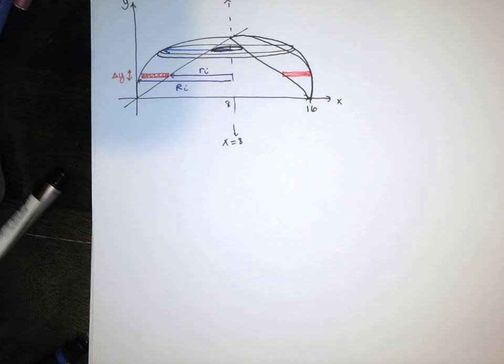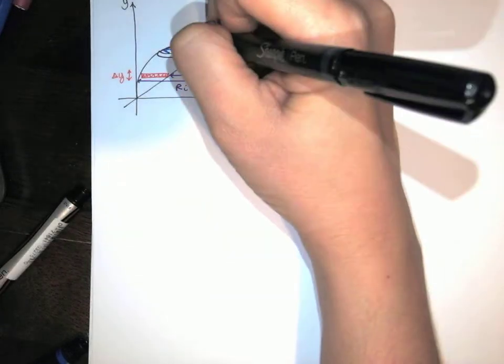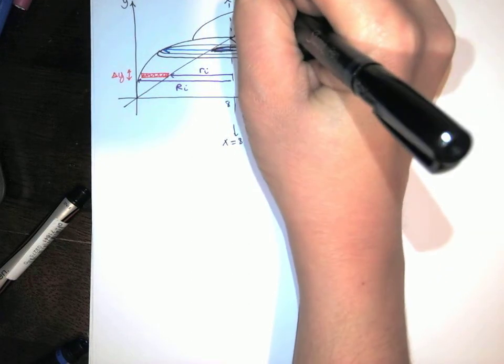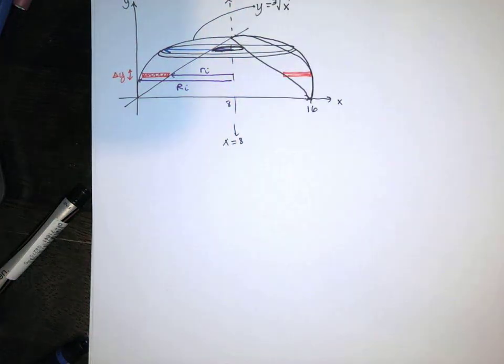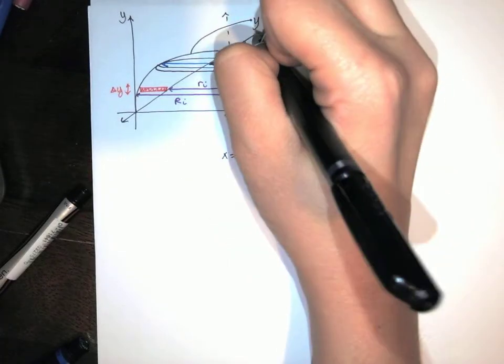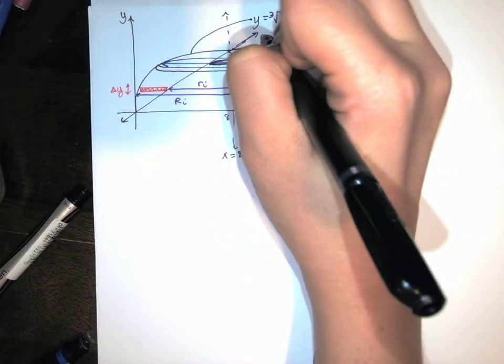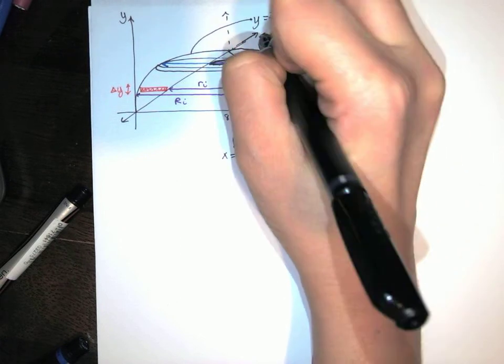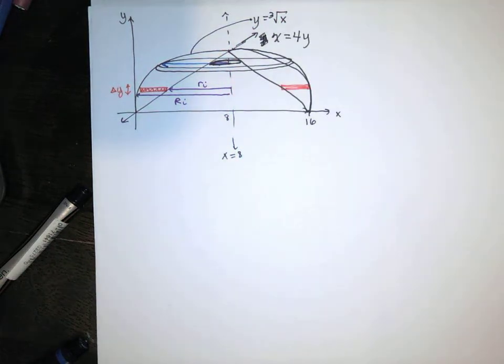All right, let's mark up this picture. This top curve was supposed to be y equals the cube root of x. I know it's not to scale, but it's made it easier for us to see. And then this line is x equals 4y.